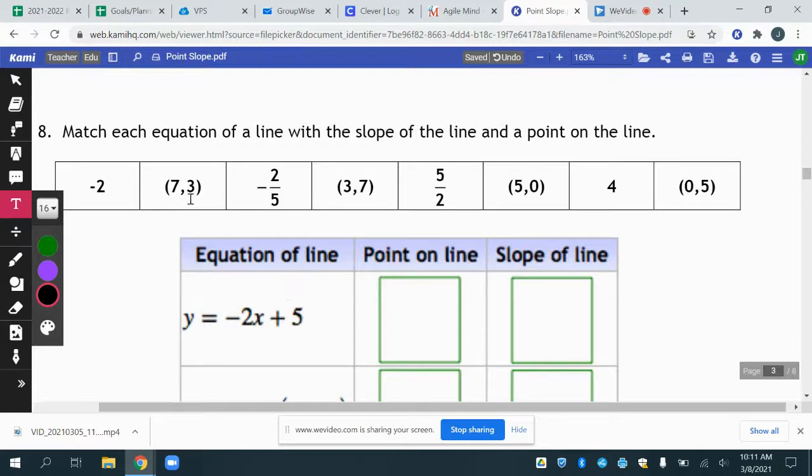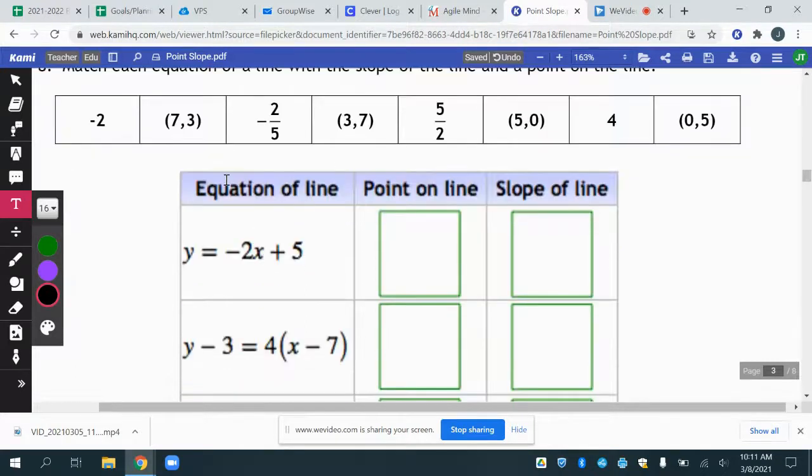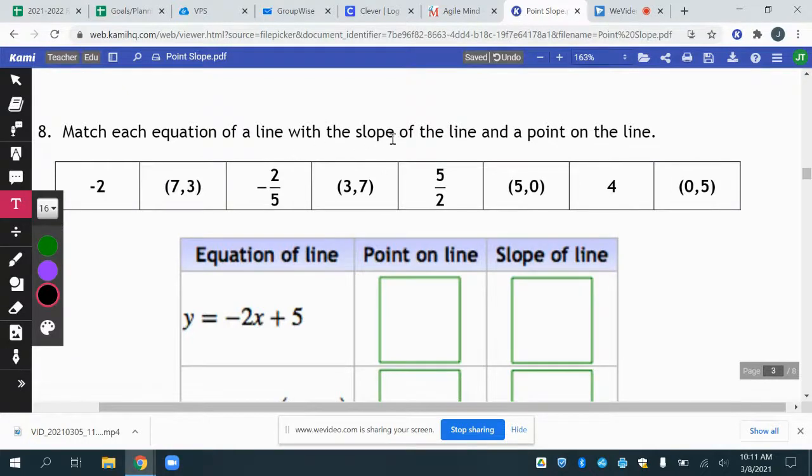All right, that's the equation of the line. I'm going to do this one fast. We need to know the slope.